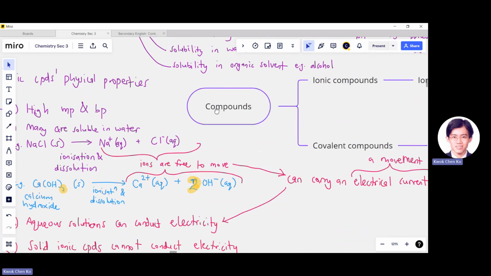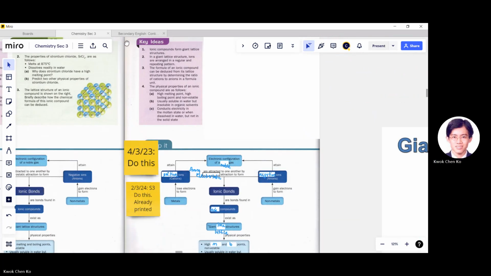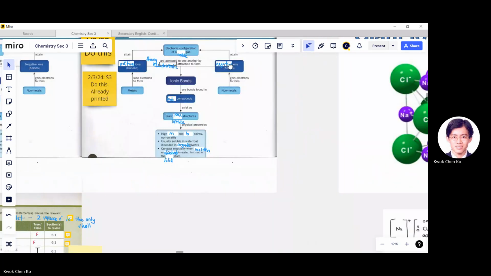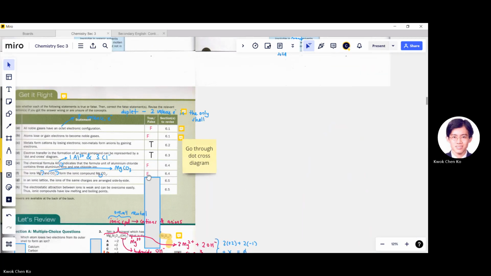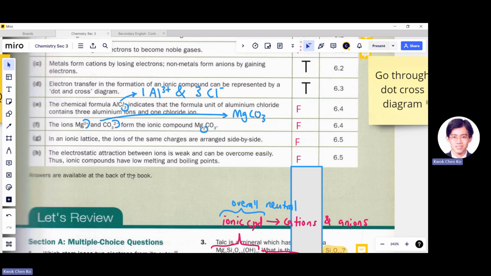Okay, I think the last one is the last true or false. Yeah, Dylan, last one. False. Obviously, they are strong. They have high melting and boiling point, so make sure you get that right.